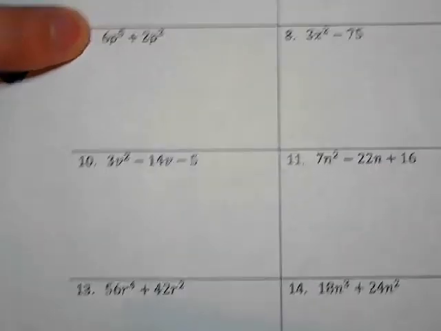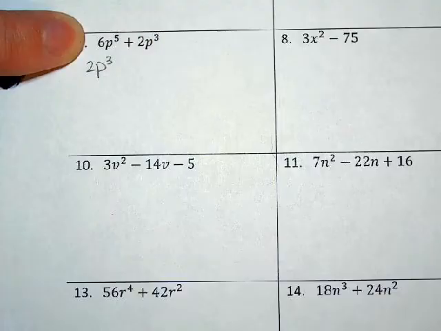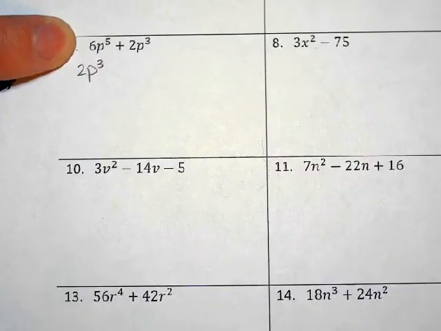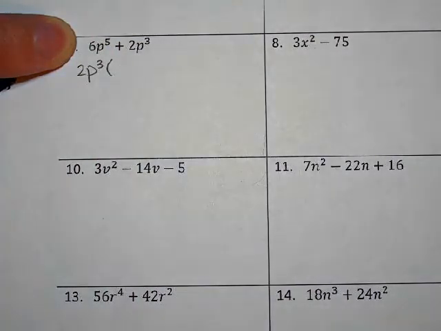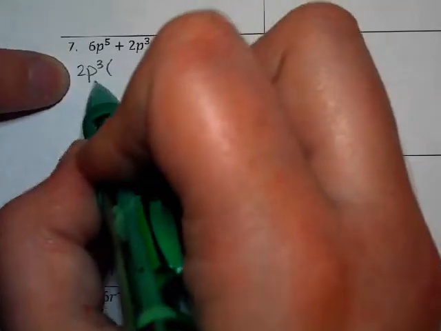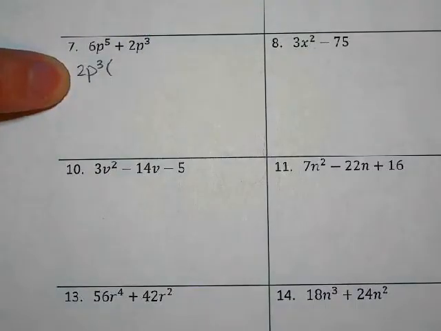Yes, exactly right. So the 2 and the p cubed are the GCF. So for number 6, can you just take out 2 and cube? Minus 2 and cube? Right. So we have the 2p to the third. 6 divided by 2 is 3.